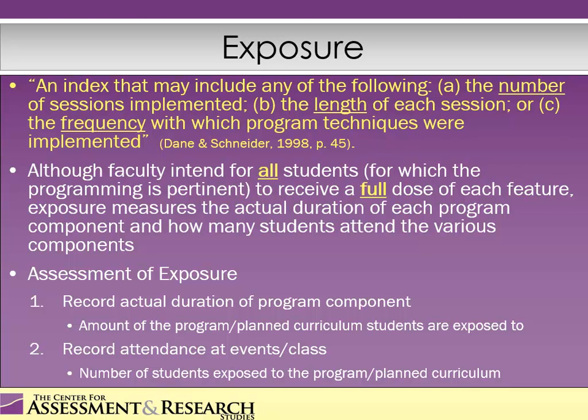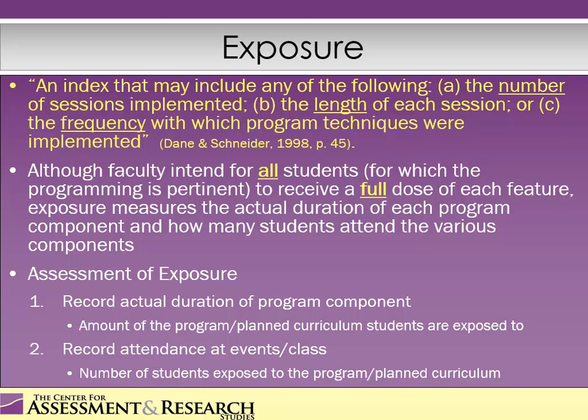Exposure can indicate 3 different but very similar things. First, it can indicate the number of program features or aspects implemented. Second, it can indicate the length of each feature. And third, it can indicate the frequency with which program features were implemented. Exposure tells us the actual duration of each program feature and how many students experience the various program features.